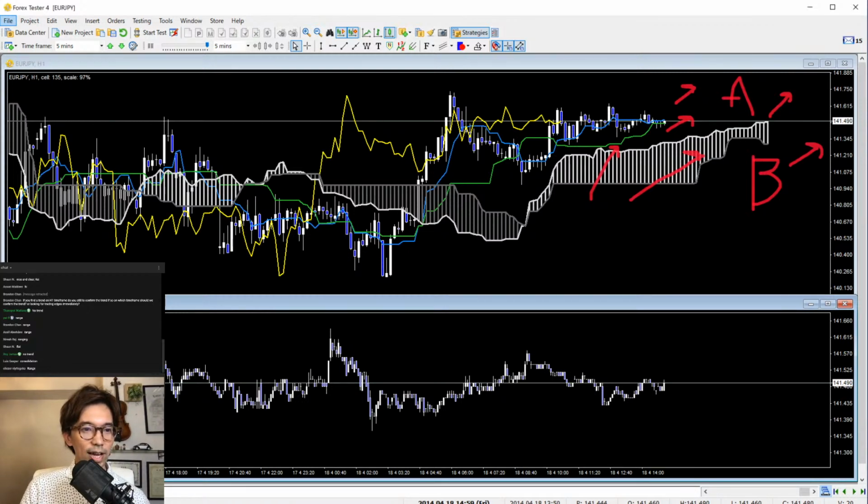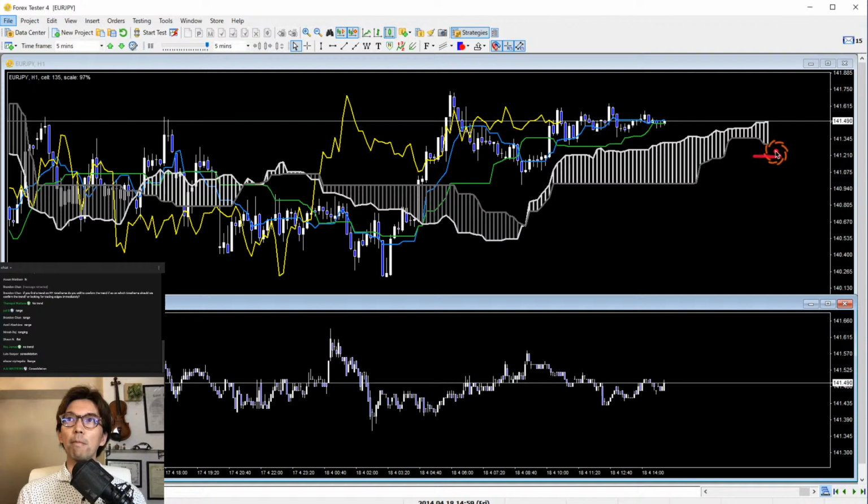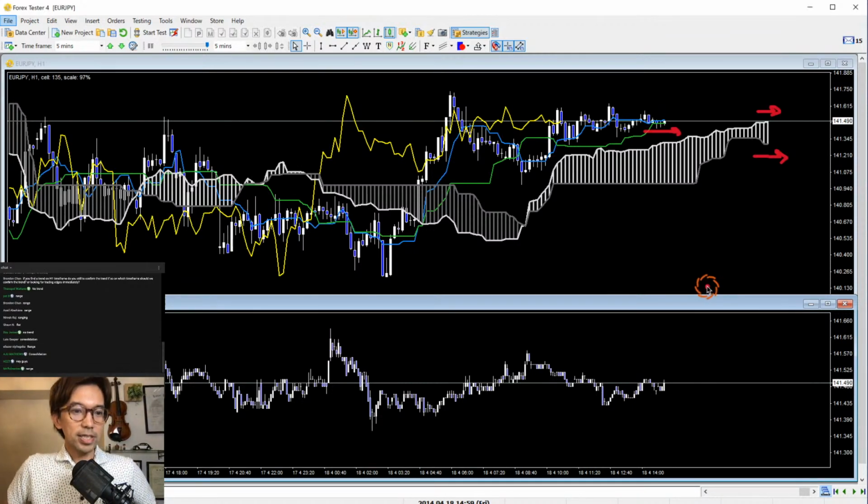Okay, so I see some answers now. No trend, range, flat, no trend, consolidation, range, consolidation. Yep, exactly. Everybody's right. Yep, this is range, right? If you look at the Senko span B, it's flat, and Senko span A is flat, and Kijun Sen is completely flat here. So this is no trend, right? I'm not sure if it is appropriate to say range, but for sure this is no trend by definition.